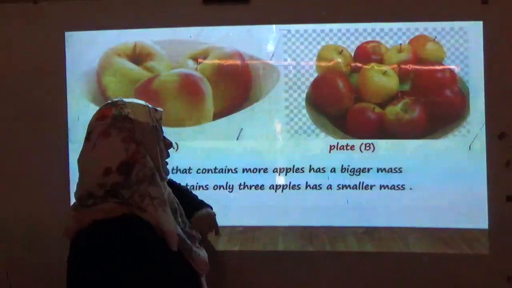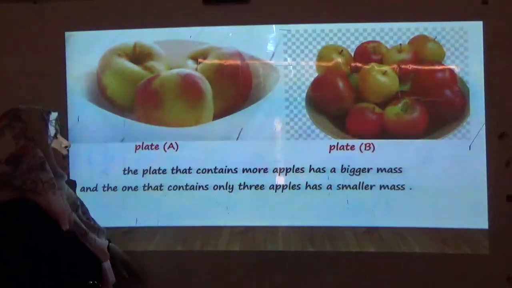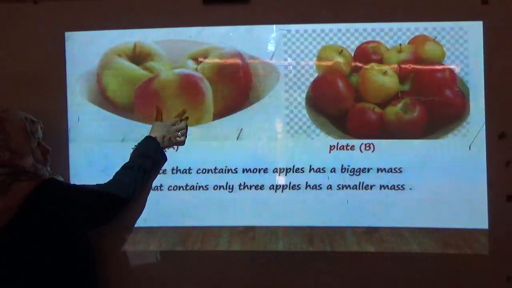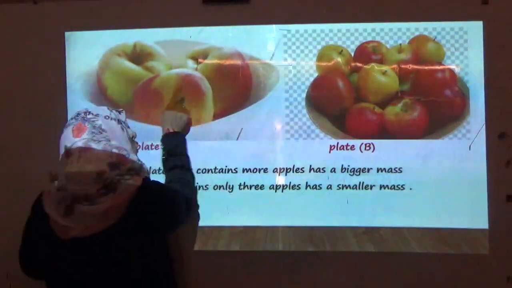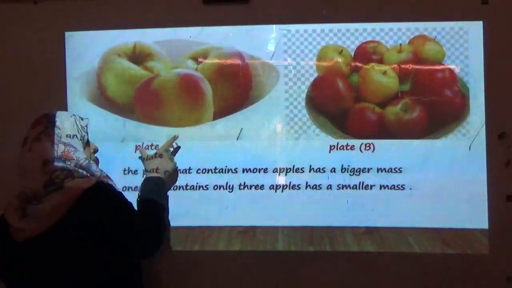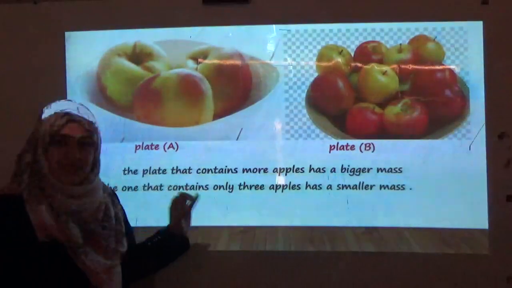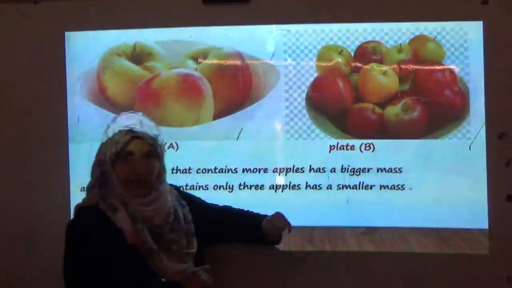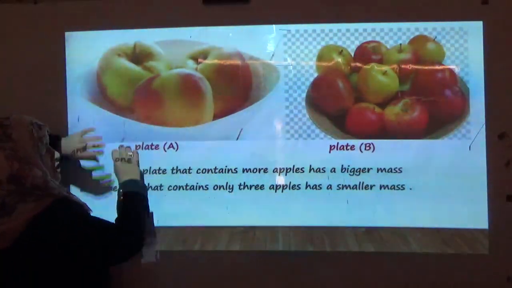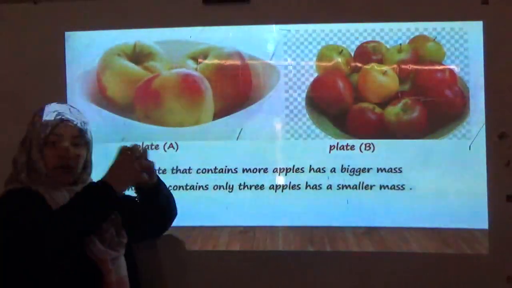But in plate B, I have a greater number of apple fruits. You can count them. But anyway, I can say that the amount of apple fruits in plate A is smaller than the amount of apple fruits in plate B, which means that the amount of matter here in plate A is smaller than it in plate B, so the mass of the apple fruits in plate A, which contains the 3 apple fruits, is smaller than it in plate B, which contains a larger number or greater amount of apple fruits.